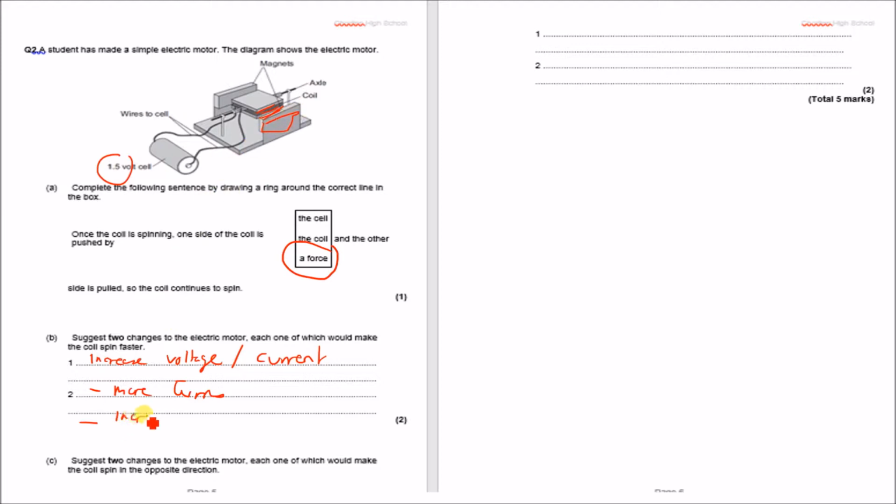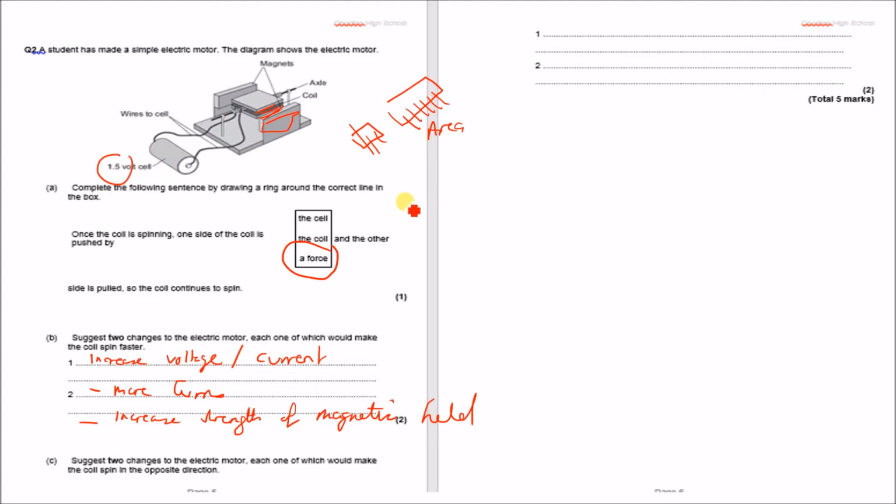Another thing we could do is increase the strength of the magnet that is here. So, increase the strength of the magnetic field. We could also make the area that is inside the field greater. So if you have a coil like this inside a magnetic field, if you had a greater area such as this inside the field, then you would have more wire cutting the field lines. So the area that's actually cutting the magnetic field will affect the strength of the electromagnet.